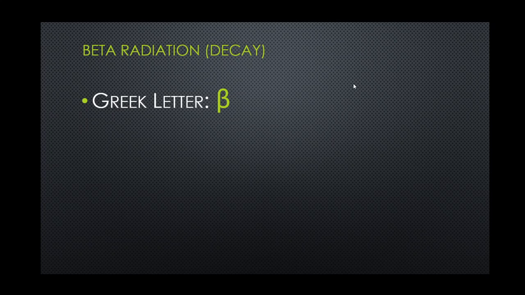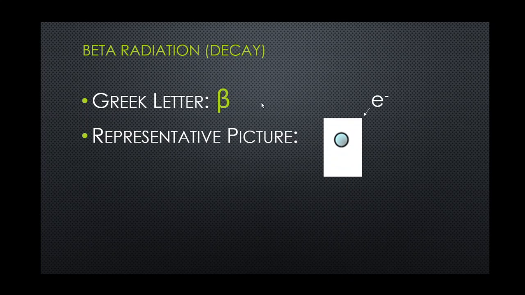So it is designated by this Greek letter, beta. Looks kind of like a fancy B. This is a picture of what comes off. What comes off is an electron, okay? So we don't lose any protons and we don't lose any neutrons. When we have a beta decay, we have something come off in the equation and it looks like this, an electron. And remember, an electron has no mass. That's why it's not included in the atomic mass.